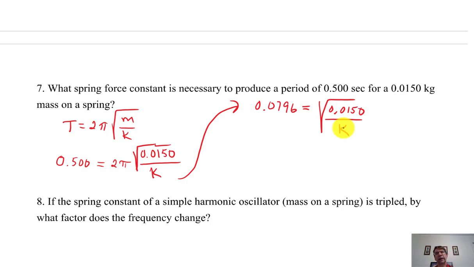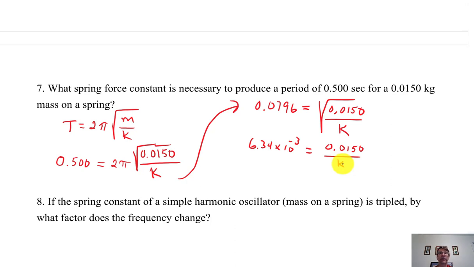Now I'm going to square both sides because I need to get rid of that square root. I square both sides and I get 6.34 times 10 to the negative third equals 0.0150 over k. Because if I square the square root, it gets rid of the square root. That's why I squared it.